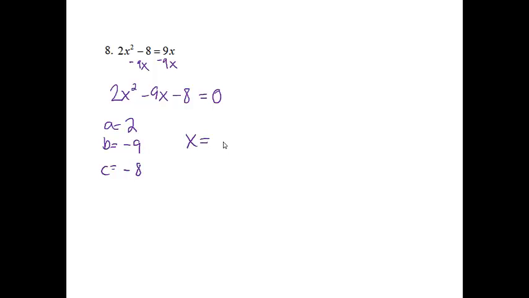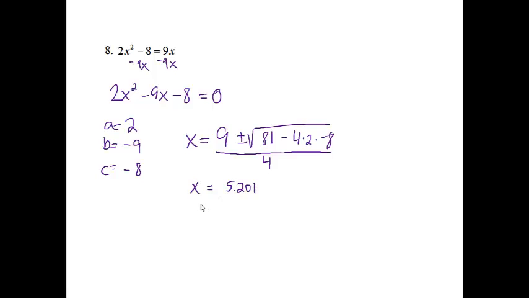So I'm going to get x equals opposite b, so the opposite of negative 9 is 9, plus or minus square root, b squared. Negative 9 squared is 81. Do not put negative 9 squared right there because you will get a wrong answer. Minus 4 times a times c, don't forget the negatives, and then all over 2a. 2 times 2 is 4. So when we plug this in our calculator, one of the answers will be 5.201, and the other answer will be negative 0.761. And again, you could have rounded that to 5.2, and negative 0.76 would have been fine as well.